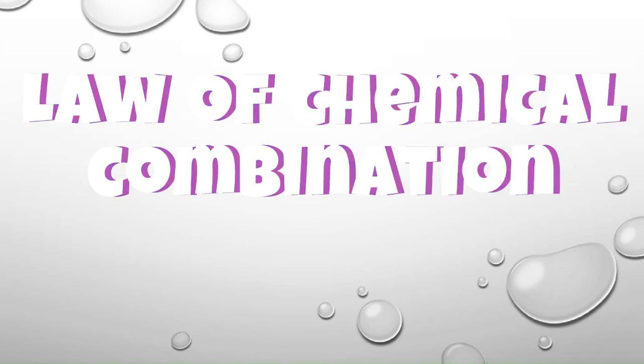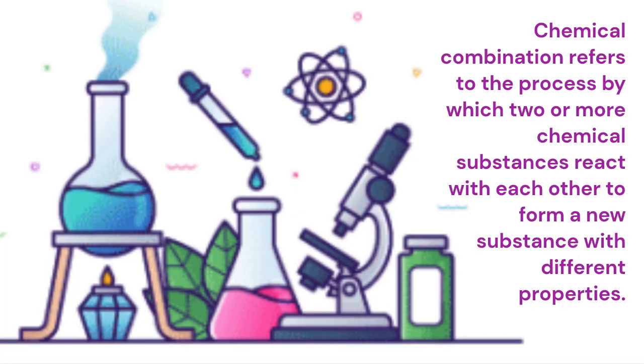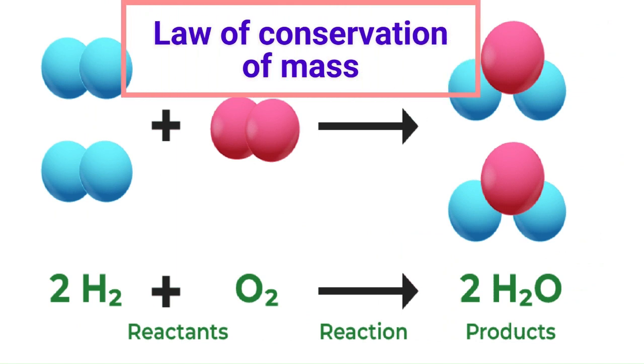Today, we're going to talk about the laws of chemical combination. First, let's define what we mean by chemical combination. Chemical combination refers to the process by which two or more chemical substances react with each other to form a new substance with different properties. Now, let's dive into the three main laws of chemical combination.